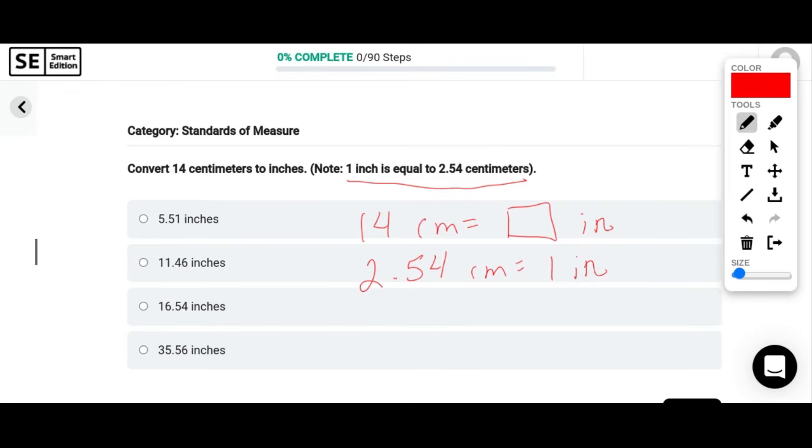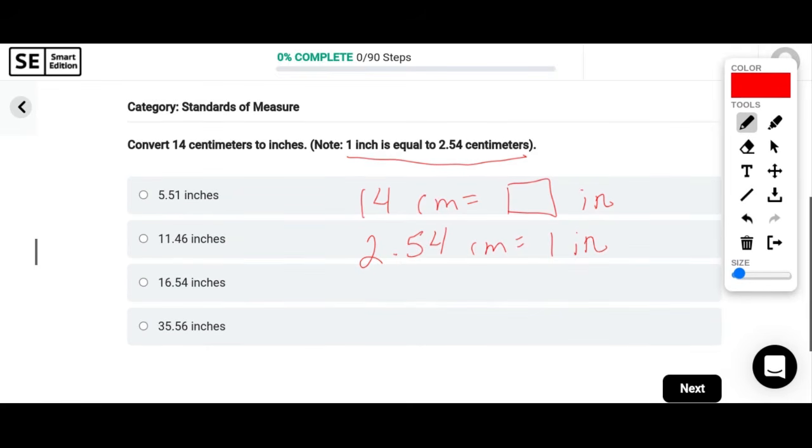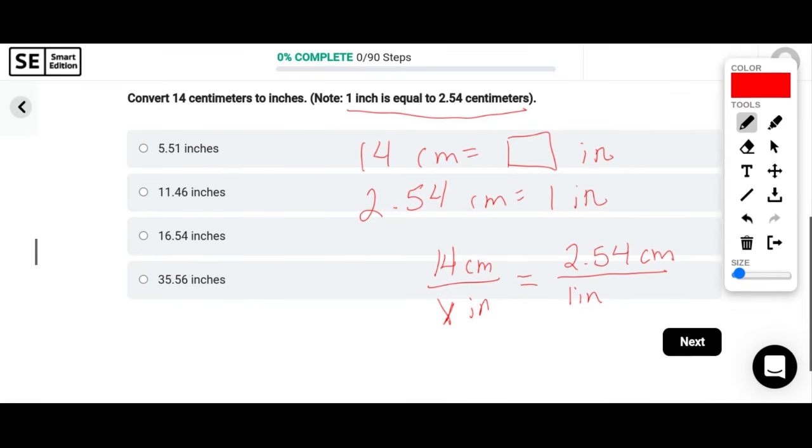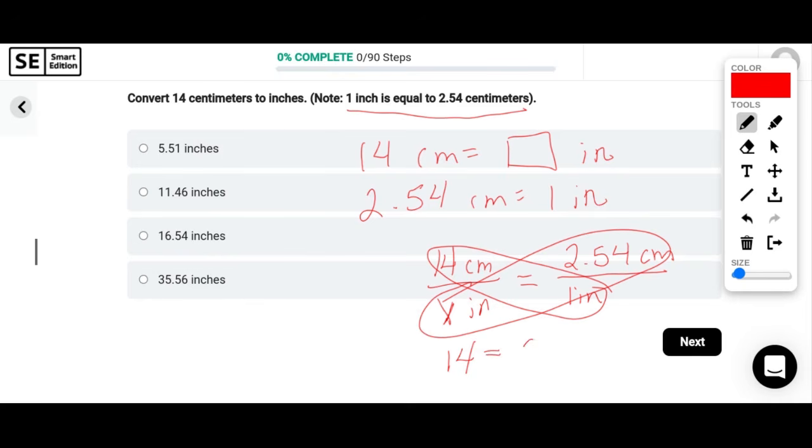So in this type of question, I might set up, surprise, surprise, a ratio. This might be really helpful. So 14 centimeters is to x inches. We don't know this yet. That's equal to 2.54 centimeters, 2 and 54 hundredths of a centimeter, over 1 inch. Centimeters over inches, so you want to make sure you have centimeters on the top, inches on the bottom, and I'm just going to cross multiply.